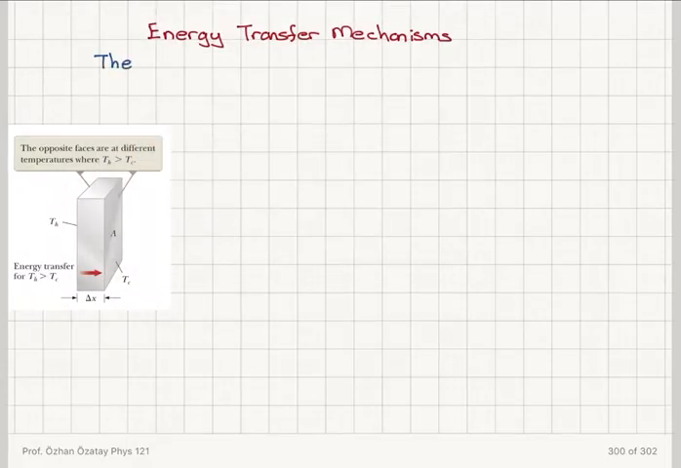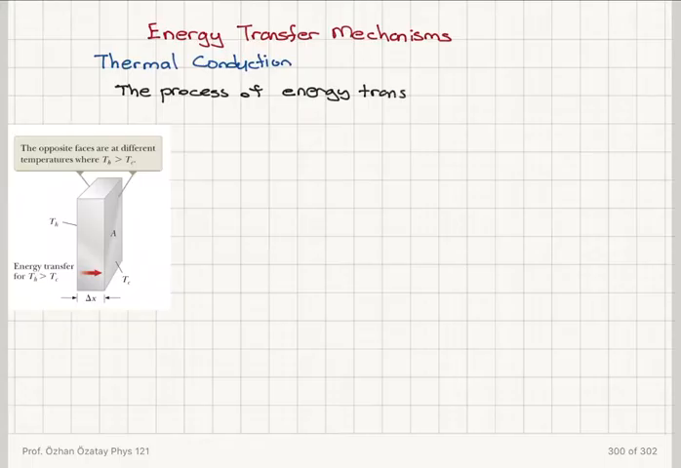In thermal conduction we have heat transfer. So basically when we make a thermal contact between two objects, the process of energy transfer by heat across the boundary of a thermal contact is called thermal conduction. So it is the process of energy transfer by heat. Okay, so once again, this is going to happen if we have a thermal contact.